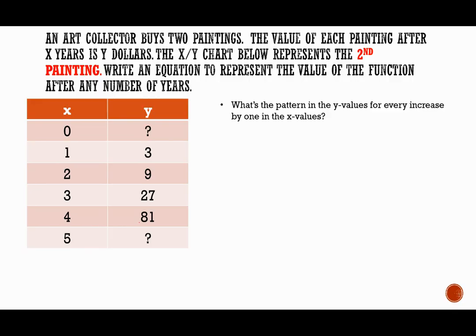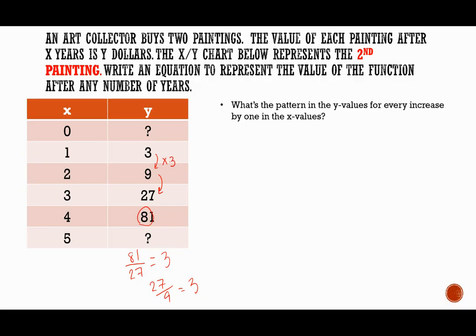So I'm going to pick a y value, 81, and divide it by its previous y value. And I'm going to see if that is the same thing as 27 divided by its previous y value. This is 3, and this is also 3. Since those numbers are the same, that means I have a common ratio here.